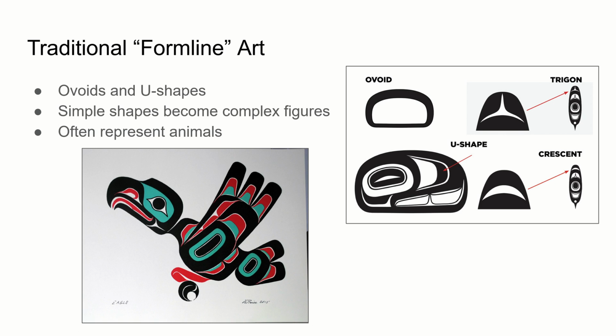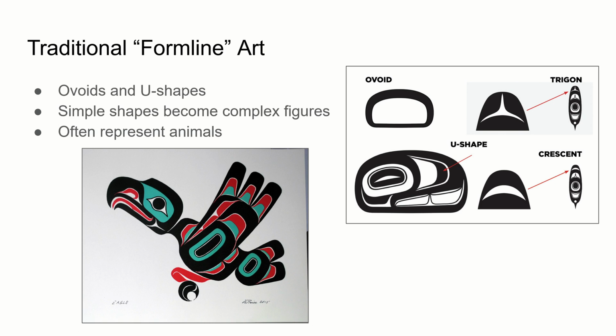Formline art typically consists of what are called ovoids and U-shapes, ovoids being essentially rectangles with rounded corners, and U-shapes, as the name suggests, in the shape of the letter U. However, they tend to have sharper, more defined corners than ovoids, but these corners are not perpendicular. These shapes are very often used to make images of animals, such as the one depicted below, either aquatic or those that reside on land.